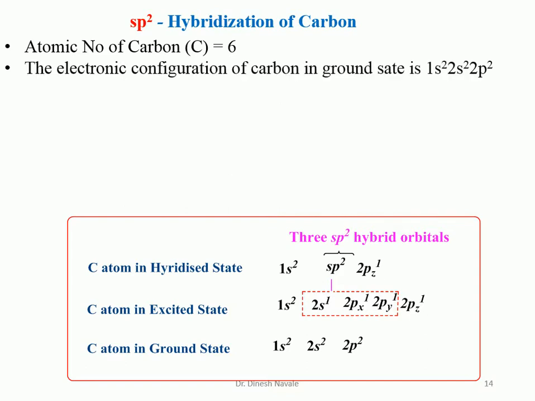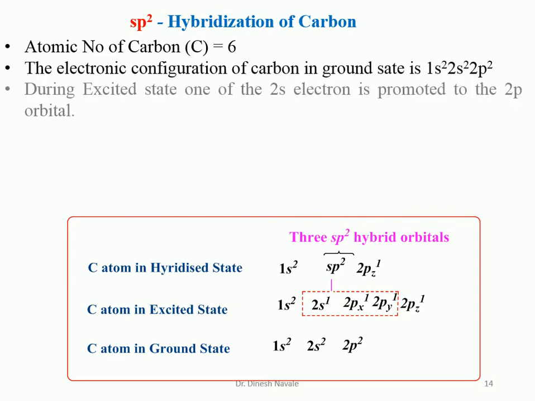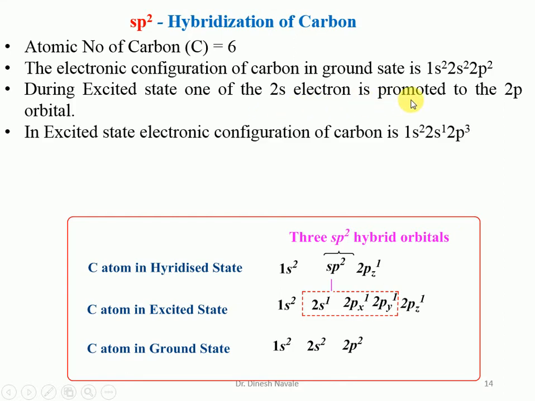The atomic number of carbon is 6. During the excited state, one of the 2s electrons is promoted to the 2p orbital, and during the hybridization state, one 2s and 2p orbitals combine to give the formation of sp2 hybridization.